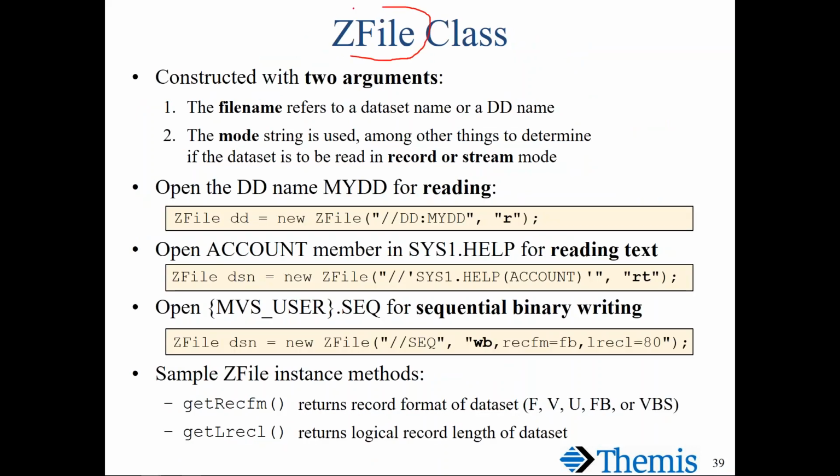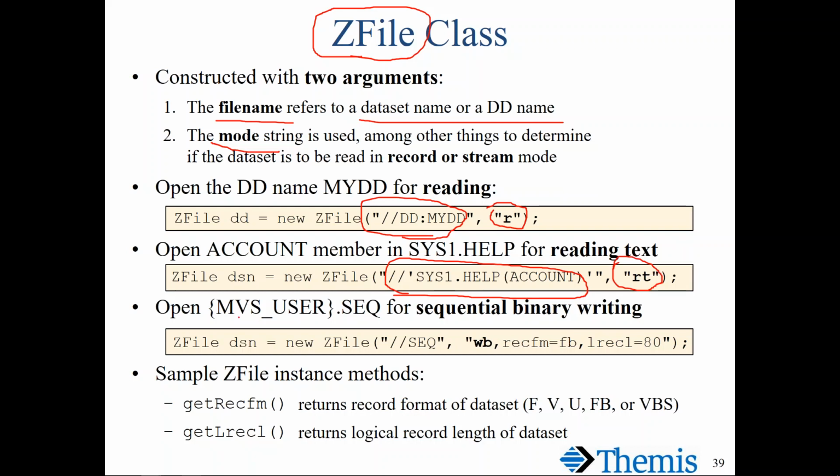The central component or class of the JZOS approach is called ZFile, and when you construct it, you give it a file name, which could be a DD name, and a mode of how you're going to access it. So in this example, we have a DD name called myDD and a mode of read. In the second example, we have a file PDS sys1.help containing a file called account, and we have a mode of reading that as a text file.